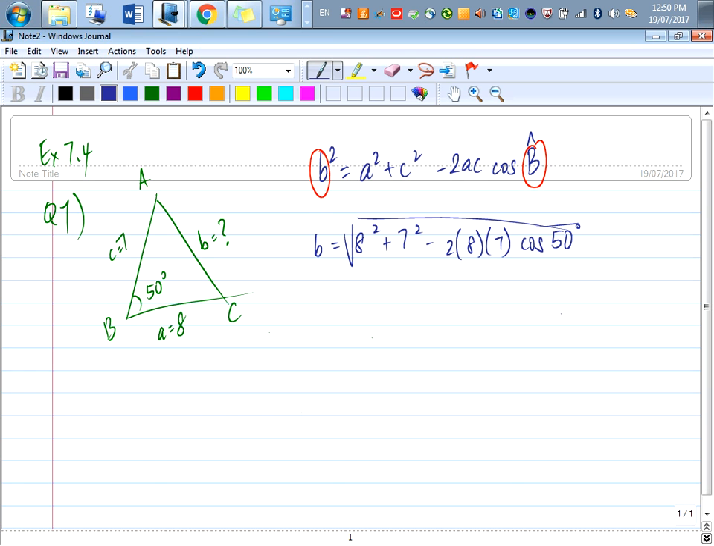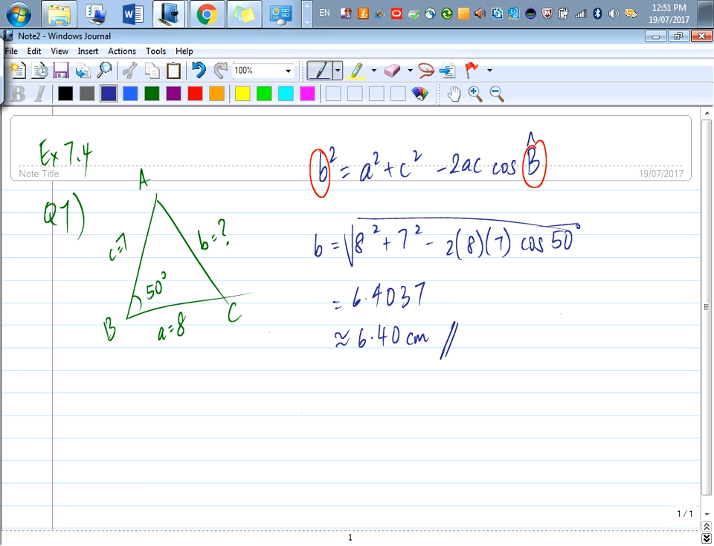8 square. What do you get, Sophia? 4037. How many SF do we want? 5 is enough, right? So let's leave it like this. This is a 4, and I need to round it off. 6.40 cm, and I need the 0 because I want 3 SF. Okay? So that is finding the side B.